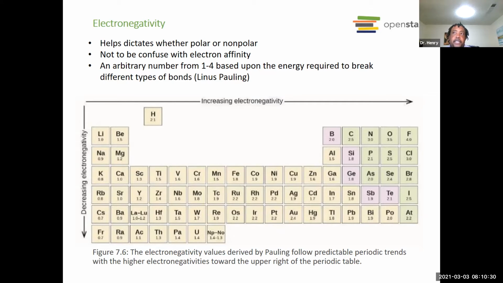So this helps us dictate what's going to be polar and what's going to be nonpolar, right? And the way that we would do that is, again, we take these values and we look at the bonds between these two items. For instance, we're looking at carbon and fluorine, right? So then the bond between carbon and fluorine, we would take the value for carbon, which is 2.5, and you take the one who has the highest, which is fluorine, 4.0. Subtract them from each other. And your value here would be what, 1.5?